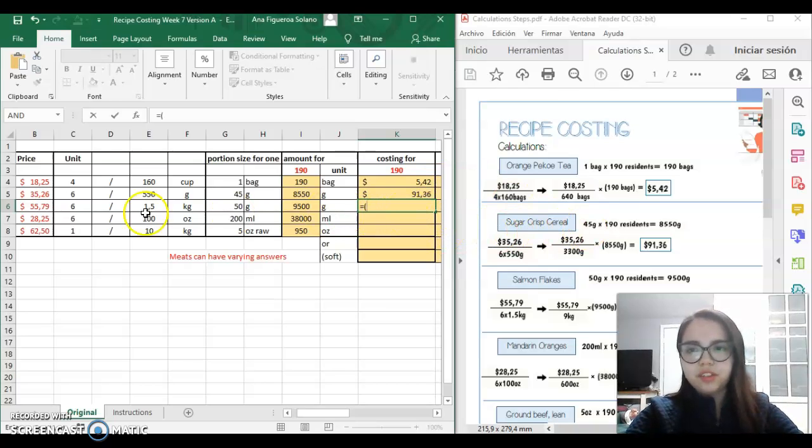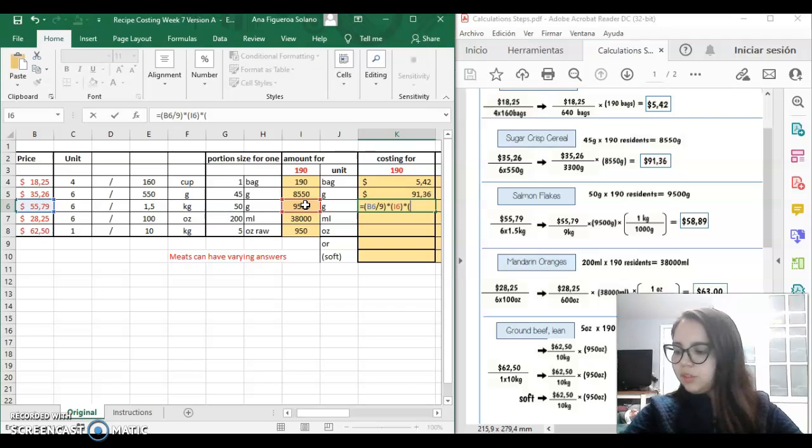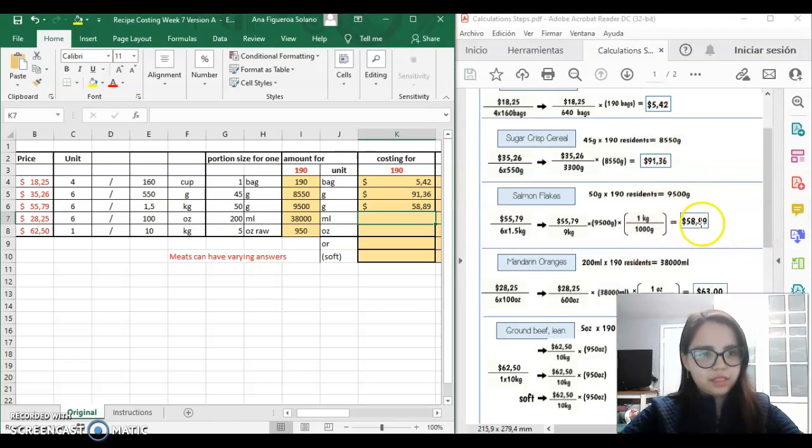Let's go with the salmon flakes. We have to do something different here. Why? Because we have kilograms here and grams right here. So we're going to multiply, as usual, the price divided in 6 multiplied by 1.5, which gives us 9 kilograms. So divided in 9, close bracket, multiplied by the amount. I'm going to close bracket right here and multiply by a new bracket, which is 1 divided in 1,000, because 1 kilogram gives us 1,000 grams. Close bracket, enter, and we have the same result.